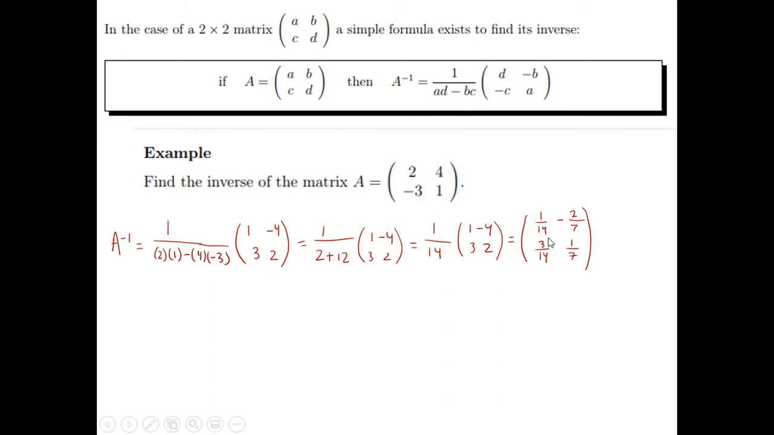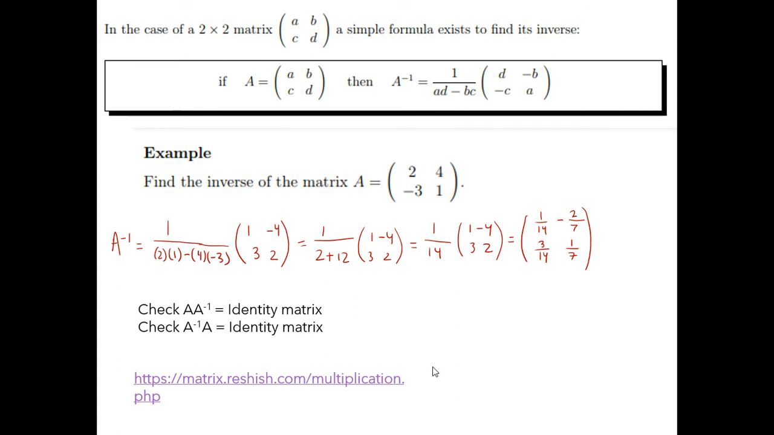So again, 1 over 14 minus 2 over 7. I reduced negative 4 over 14, got negative 2 over 7, 3 over 14, and then 1 over 7. Again, I went ahead and checked that on the calculator using the same site, and we did end up with the correct answer. So A inverse is the answer that we got.